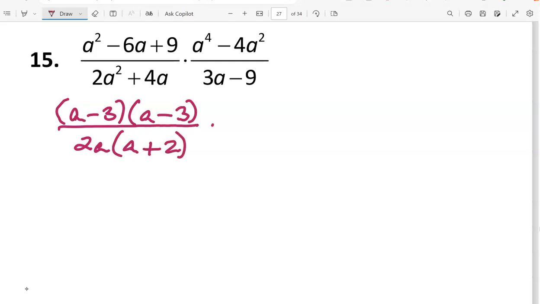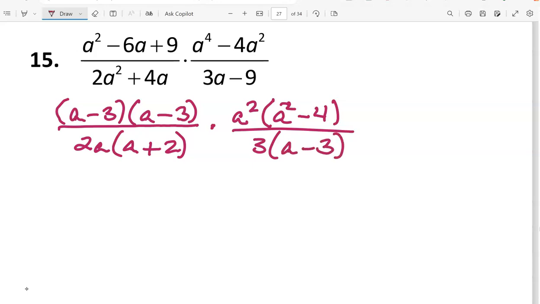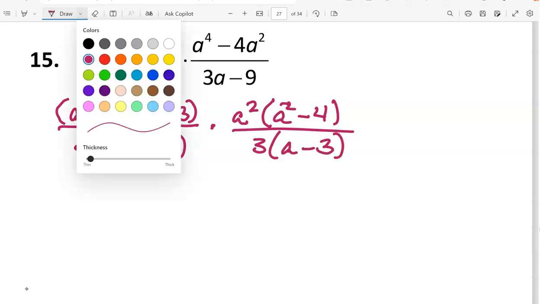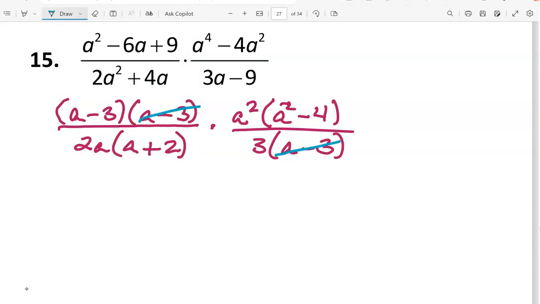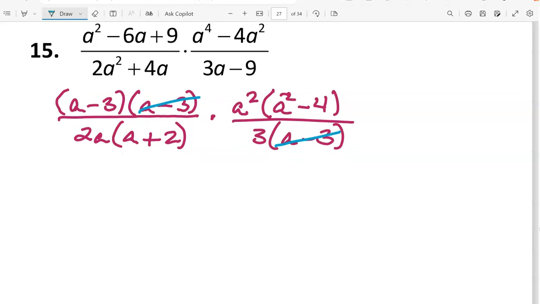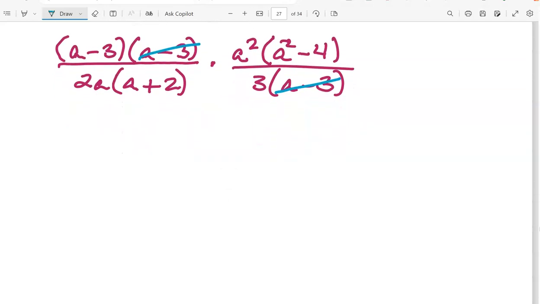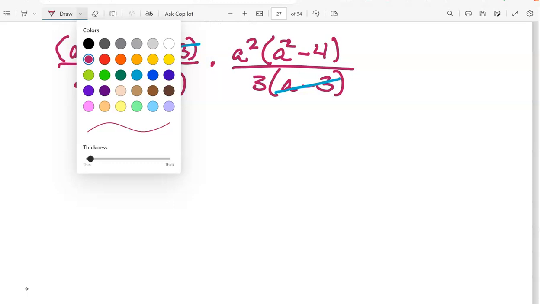The numerator of the second fraction we can factor out a common factor of a squared, and that will leave us with an a squared minus 4. And then in the denominator we can factor out a common factor of 3. That'll leave us with an a minus 3. Let's cancel some common factors. A minus 3's cancel, and that's all we can cancel for now, maybe. Well, maybe we can cancel more, but I'm going to write this a little differently as we move to our next step.